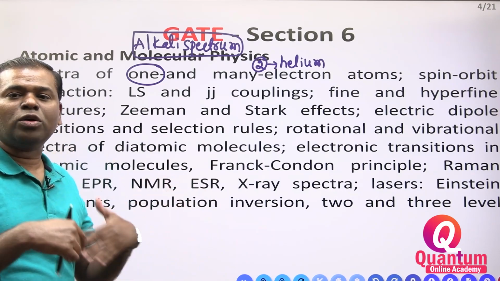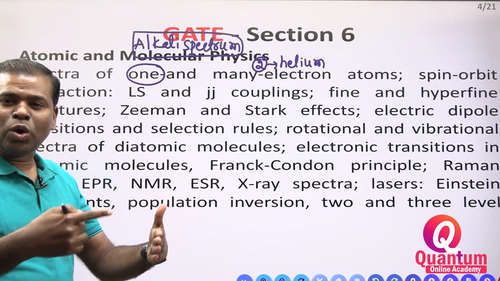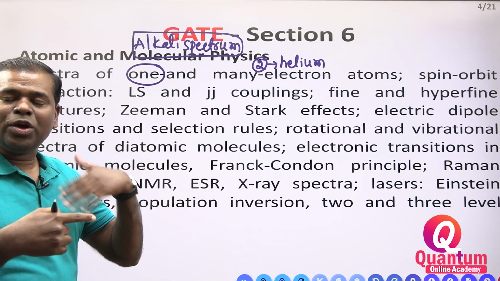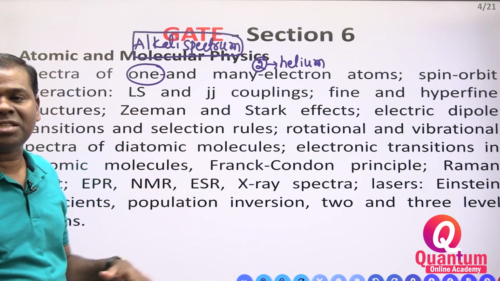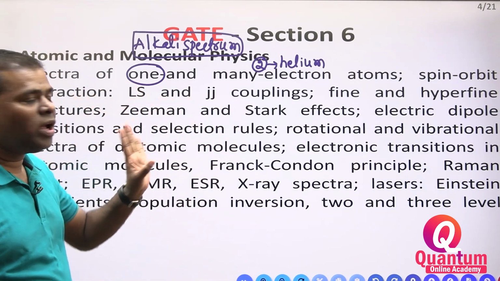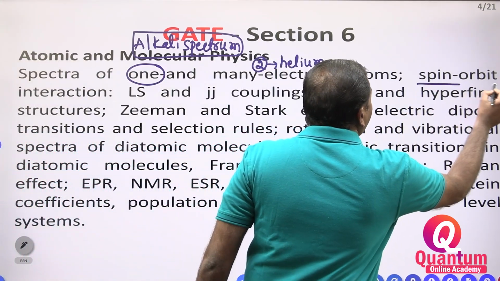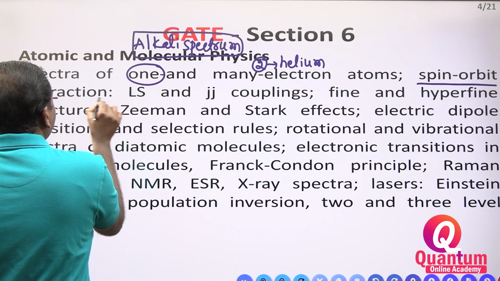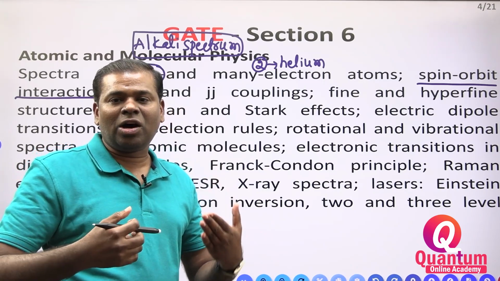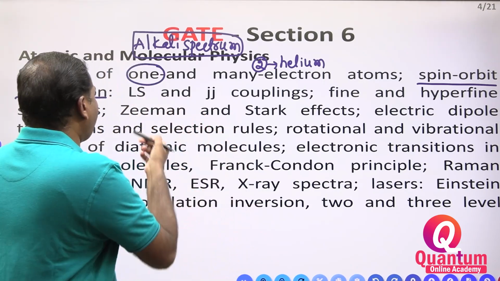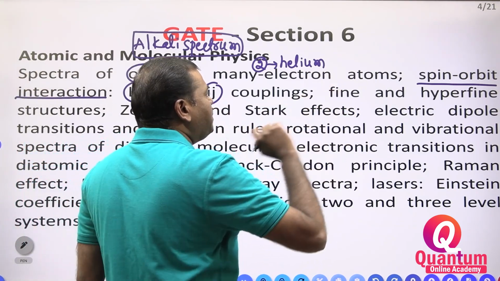For many electrons, you can take lithium, zinc, iron, and materials like that also. The many electron atom spectrum we also have to take from this. Next, spin orbit interaction. This one is very, very important. This spin orbit interaction is a quantum mechanical concept. Here we have to learn LS coupling, JJ coupling, fine and hyperfine structure.